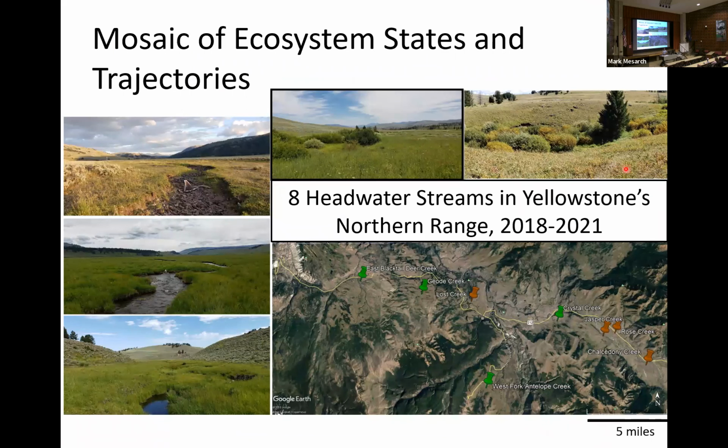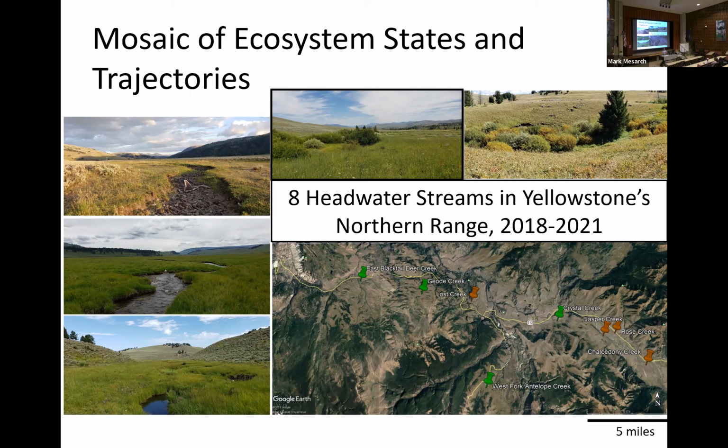So while we originally thought of these streams as categorically high vegetation or low vegetation, or willow alder versus grass sedge dominated, our findings have led us to think of them as a mosaic of these ecosystem states and potential trajectories. So we selected 8 headwater streams in the northern range between 2018 and 2021, and all were selected to be in alluvial valley segments where they have the potential to recruit and sustain willow and alder communities.